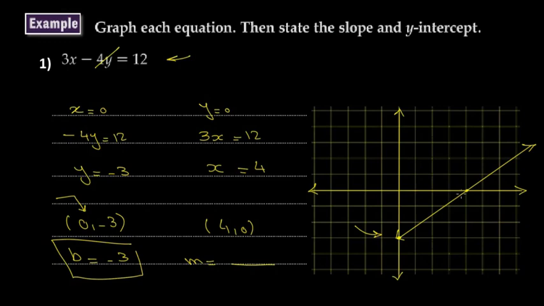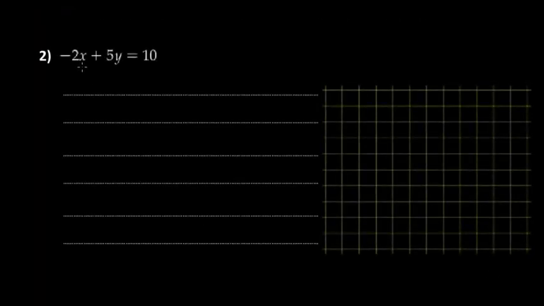We have to determine 2 points, that is, the x-intercept and the y-intercept. It's going up 3, which means it rises by 3, and runs 4. So the slope will be 3/4.